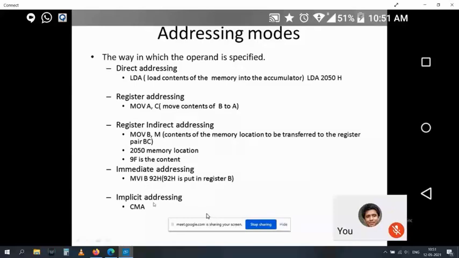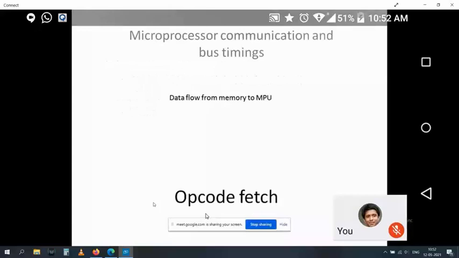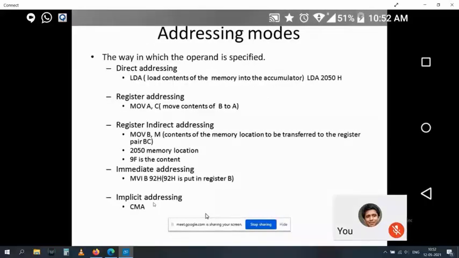And there is another, implicit addressing, CMA, where we saw complement A. Like complement the contents of the register. So if the register A is, for simple understanding, 00001111, you will just complement it. You will make it 11110000. So that is your complement will happen. So this is regarding how many types of instructions there are and what the addressing modes are. These two you should be clear.